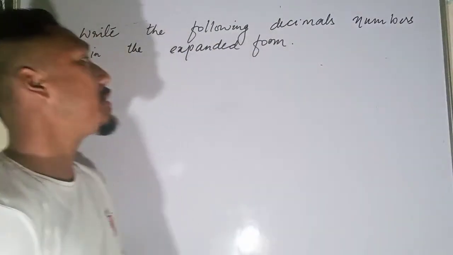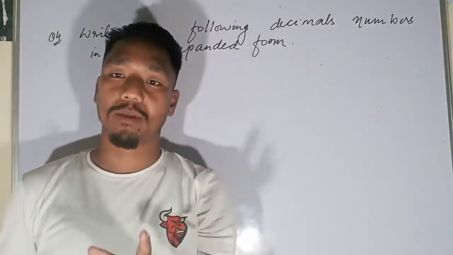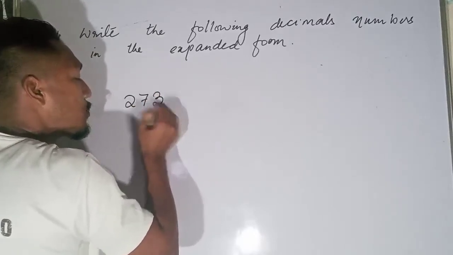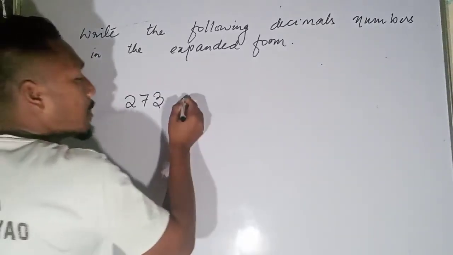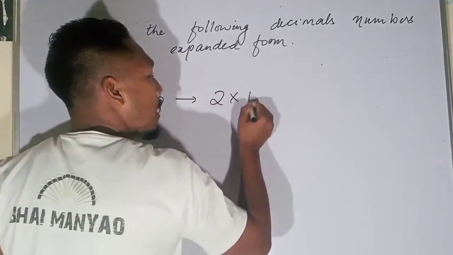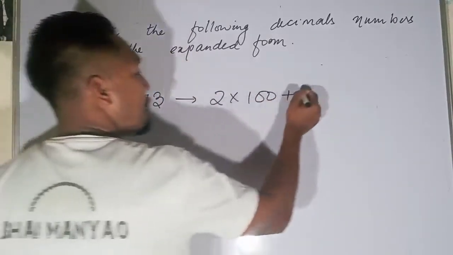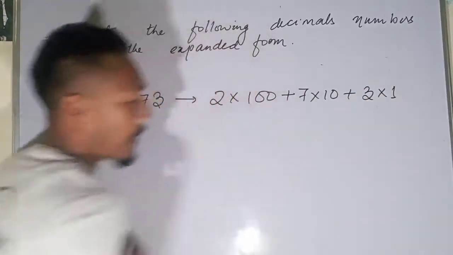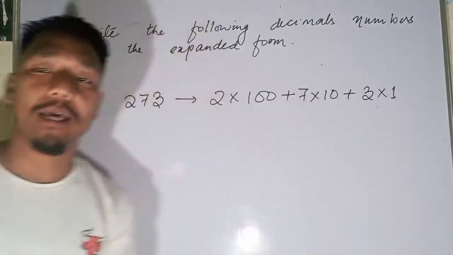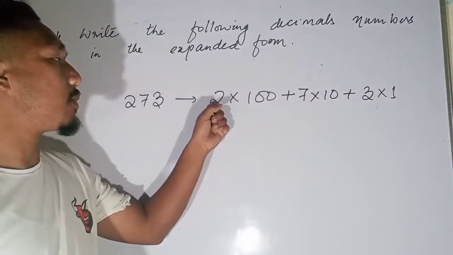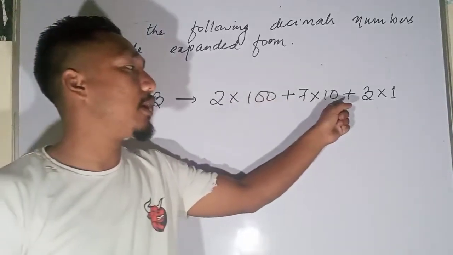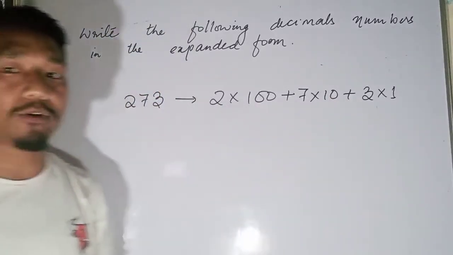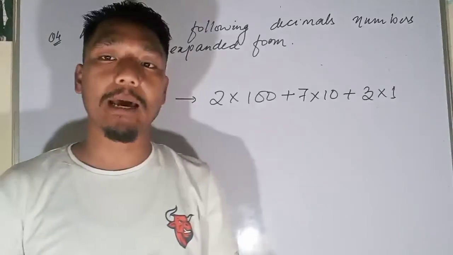Before we go with the decimal numbers, first we will discuss whole numbers. When we write the expanded form of 273, how do we expand this one? We know 2 into 100, plus 7 into 10, plus 3 into 1. That means if you add all those numbers, you will get 273. This is how we expand whole numbers.